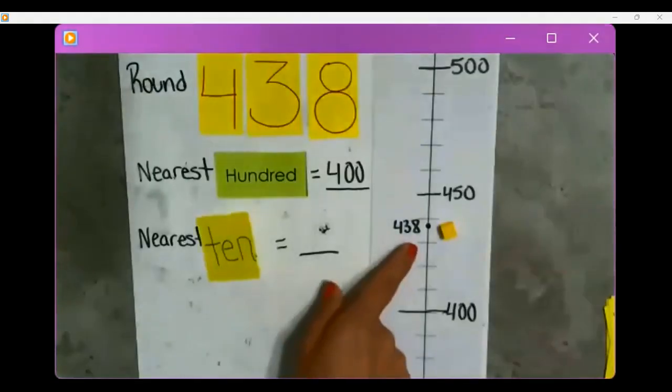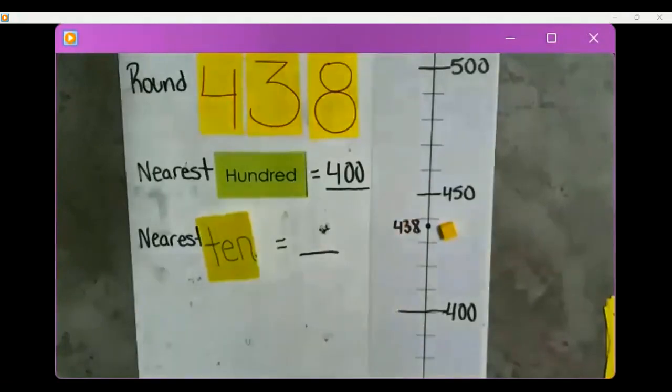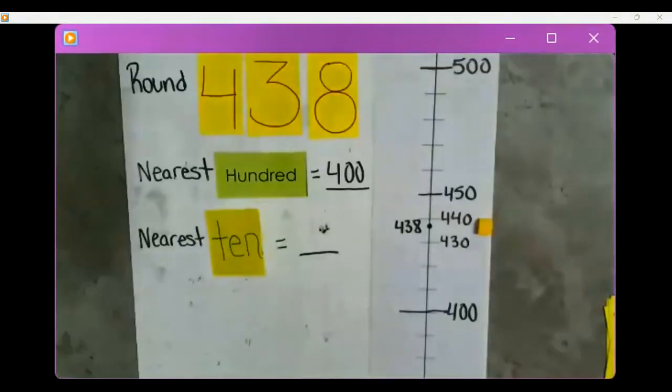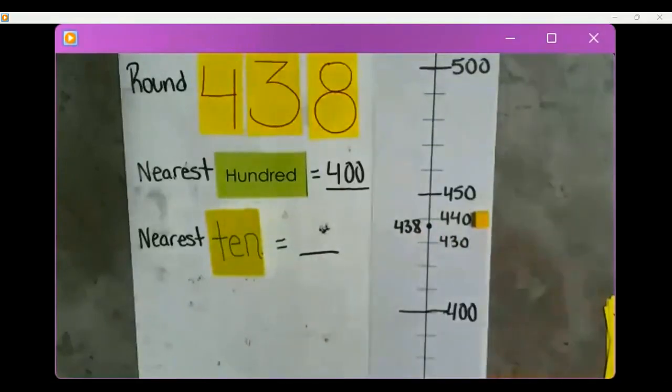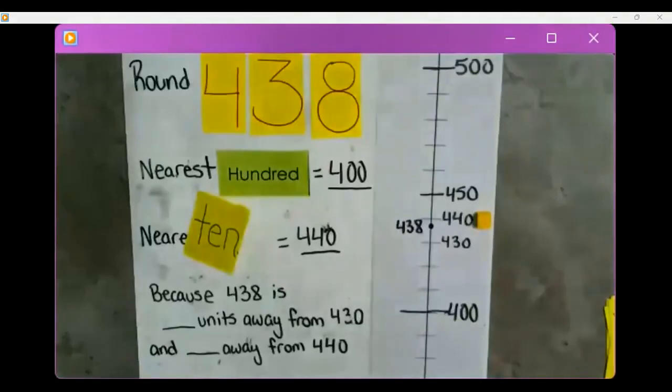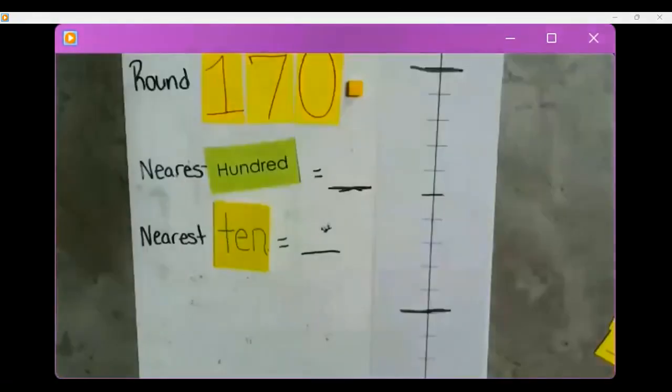Now that it is already plotted, now we focus more specifically on the tens place. This scaled number line would help students skip count by tens within 400 to 500. Again, having the conversation about why we're rounding up or rounding down, students need to understand we round up because it's closer to 440.